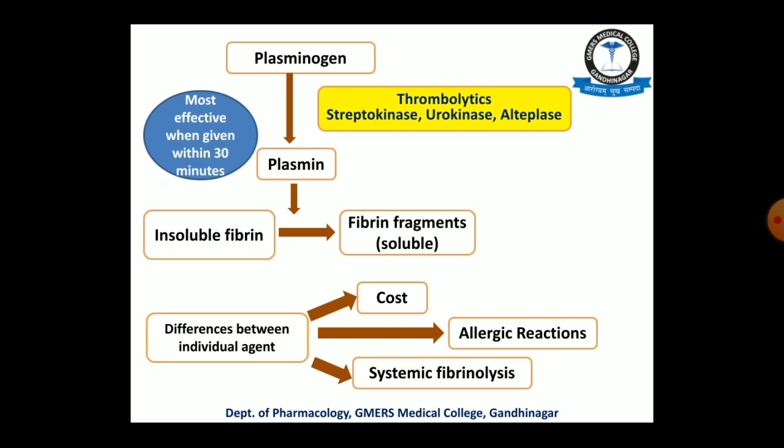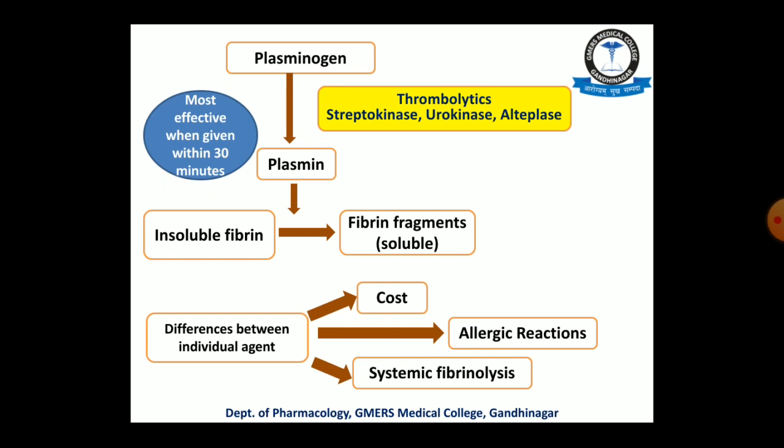Now, it is not a selective action. Systemic fibrinolysis can occur and it will lead to dangerous complications like hemorrhage. Now, that is, again, least with the recombinant tissue preparation. But, dear friends, keep this in mind. They have a selective fibrinolytic action on the clot, but it doesn't mean that they are absolutely safe as far as systemic fibrinolysis is concerned. But they are definitely safer as compared to streptokinase.